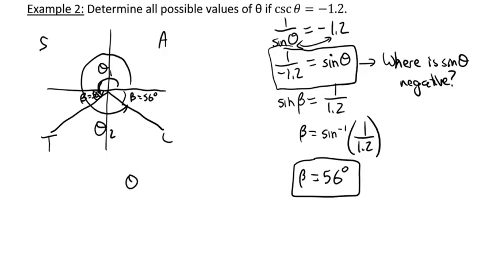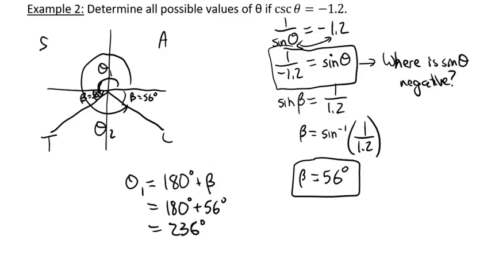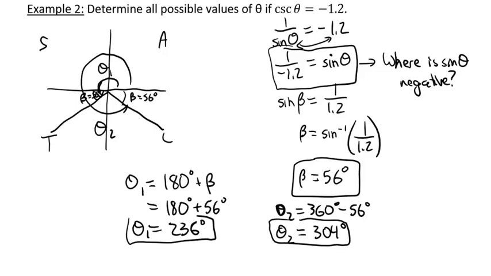And so for theta 1, that's going to be equal to 180 degrees plus the related acute angle. So that's 180 degrees plus 56 degrees, which gives me an angle of 236 degrees. And then for theta 2, I'm going to determine that by taking not 180, I'm going to take 360, and I'm going to subtract 56 degrees from that. 360 minus 56 degrees gives me the second angle of 304 degrees.